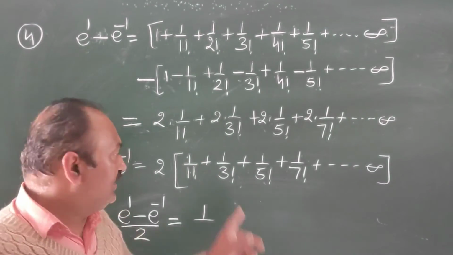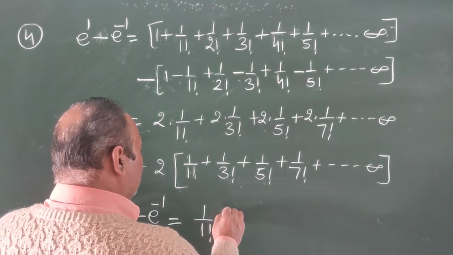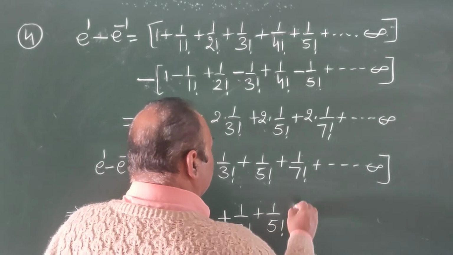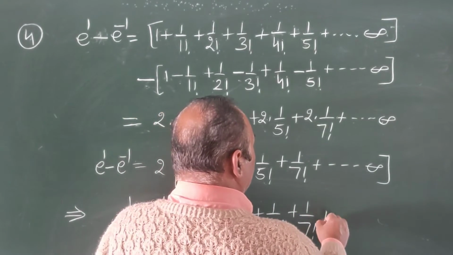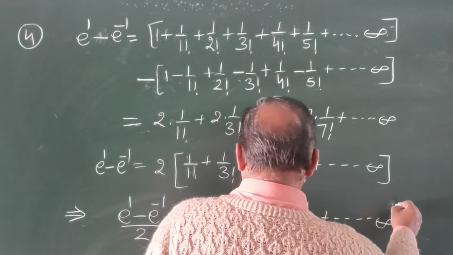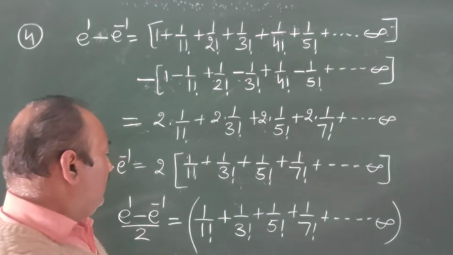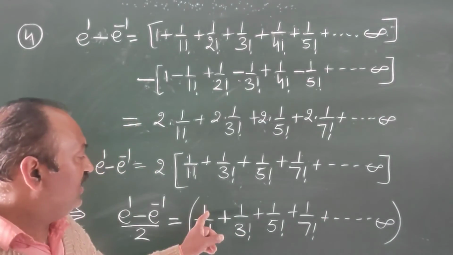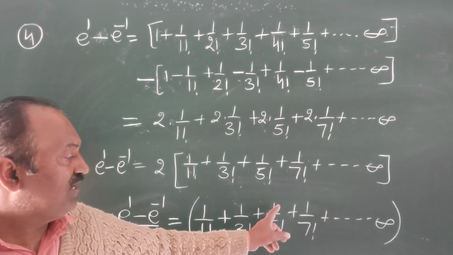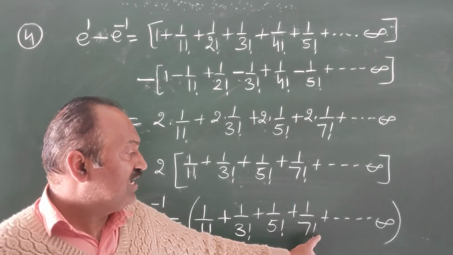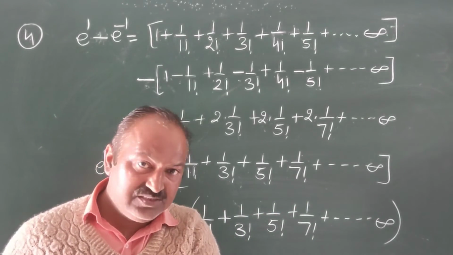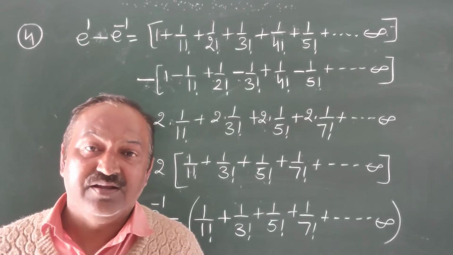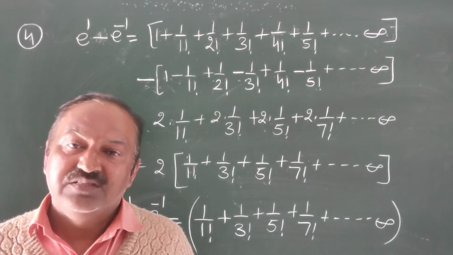We can also write it as 1 upon 1 factorial plus 1 upon 3 factorial plus 1 upon 5 factorial plus 1 upon 7 factorial plus and so on up to infinity, and this is the infinite series. The value of 1 upon 1 factorial plus 1 upon 3 factorial plus 1 upon 5 factorial plus 1 upon 7 factorial plus and so on up to infinity is 1 by 2 into e minus e raised to power minus 1. That's all.